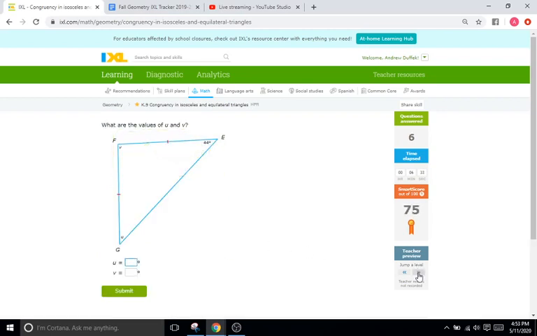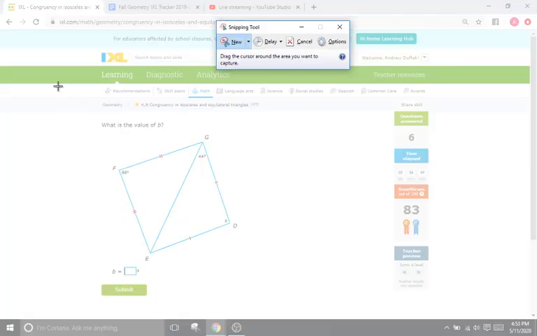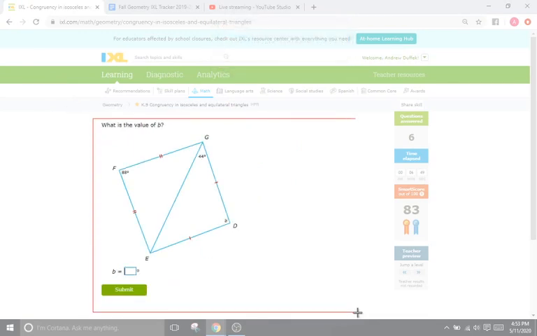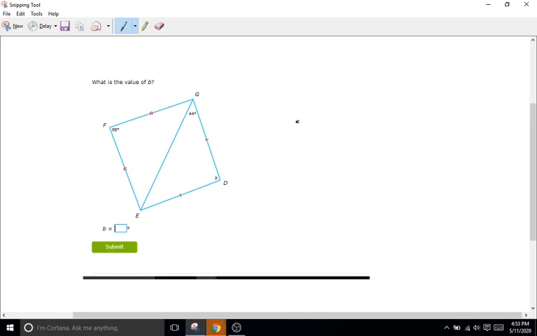Same deal here. Jump to 83. What is the value of B? Interesting. Again, you're going to identify which angles are which. You see here, these are both going to be isosceles triangles. Think of them as two different triangles. These two sides have tick marks, and these two sides have a single tick mark. There are no tick marks here, so this is not going to be equal to any of the other sides.